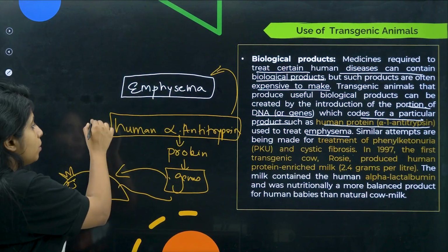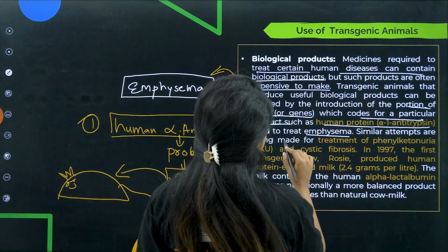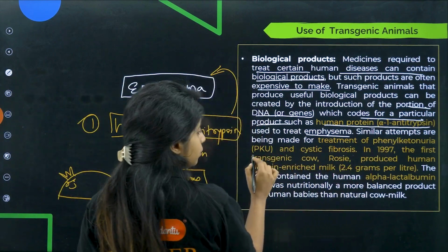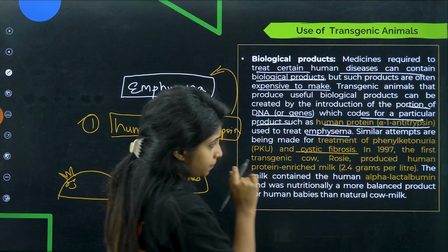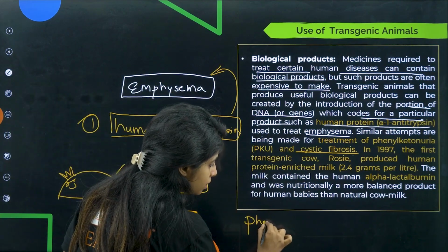That is one example that you have to remember, children. Similarly, similar attempts are being made for treatment of phenylketonuria and cystic fibrosis. So there is one more example of a disease, that is phenylketonuria.